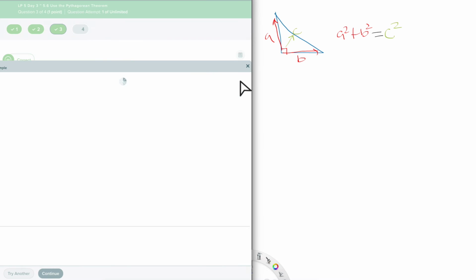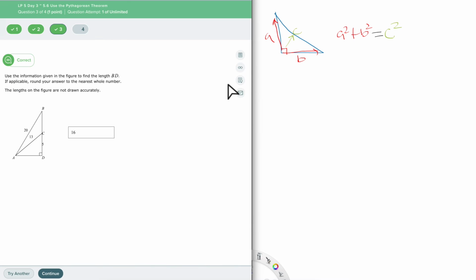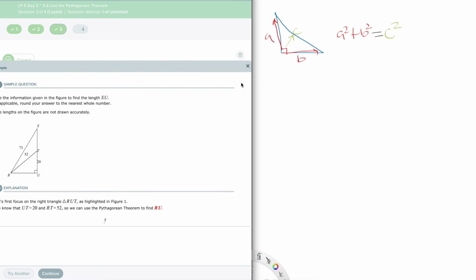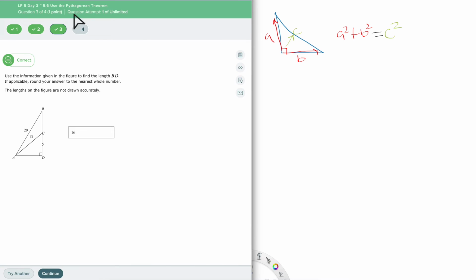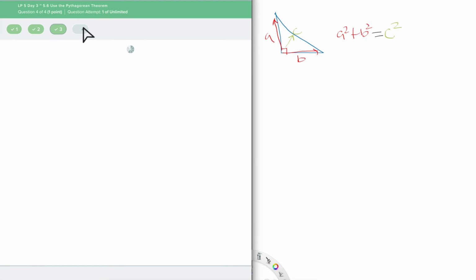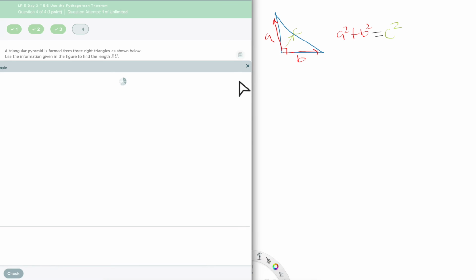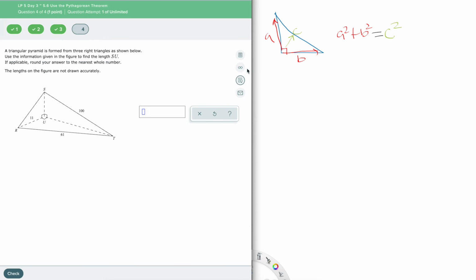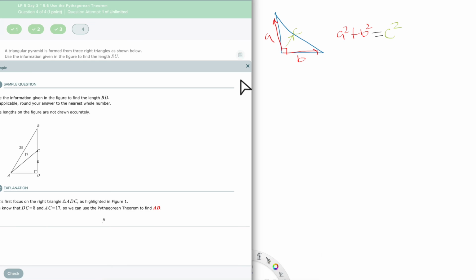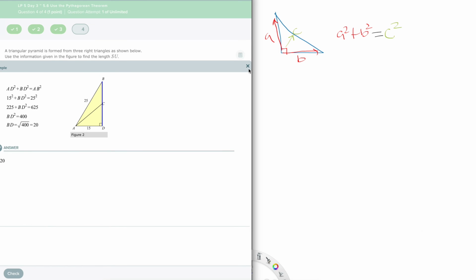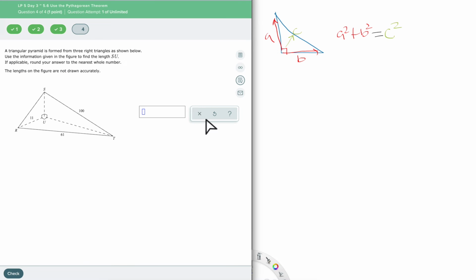Maybe I just need to click on it a few times. They showed it to me the first time we looked at it, and now they're not showing it to me again. Darn it. Well, all right, I guess we don't get to see the diagram. If I click on it a few times, sometimes it'll give me new diagrams. Nope, still not doing it. Okay, well, we'll do it without that diagram.